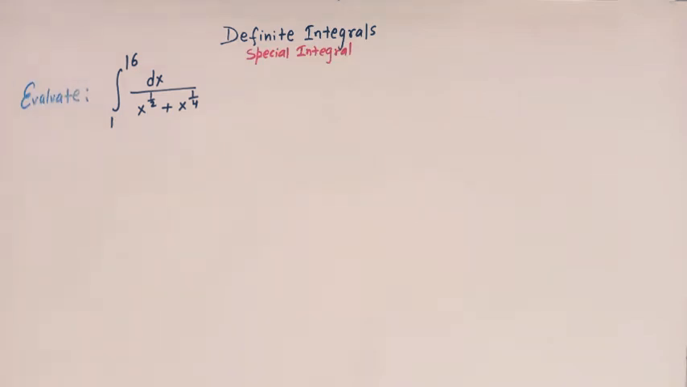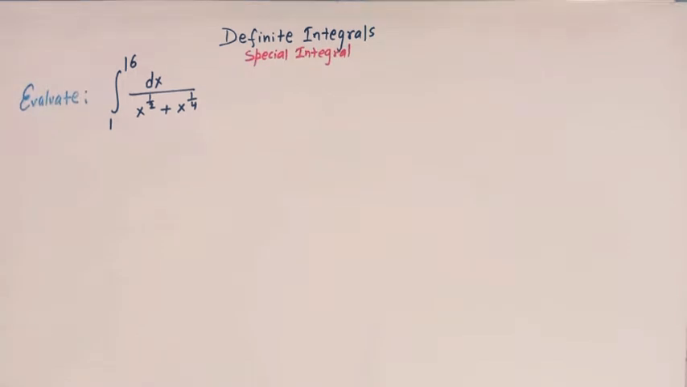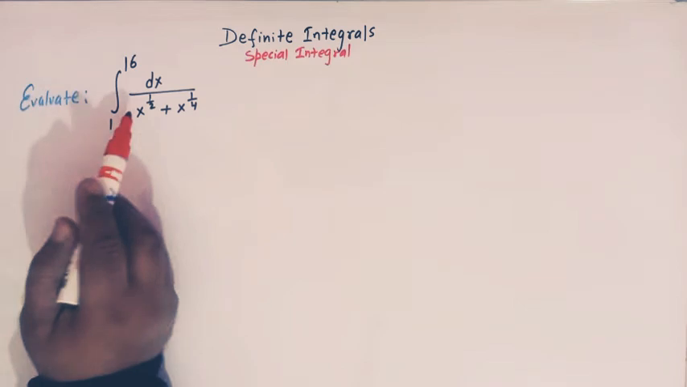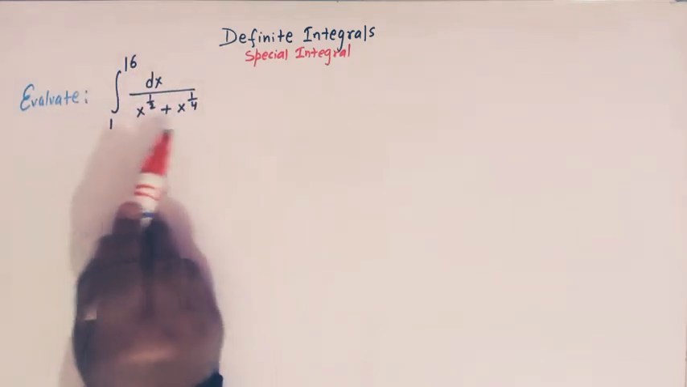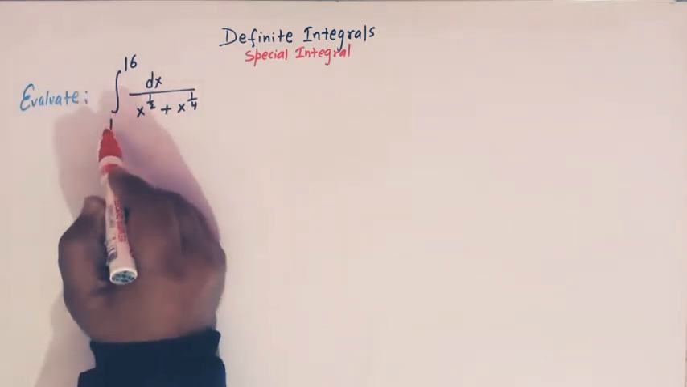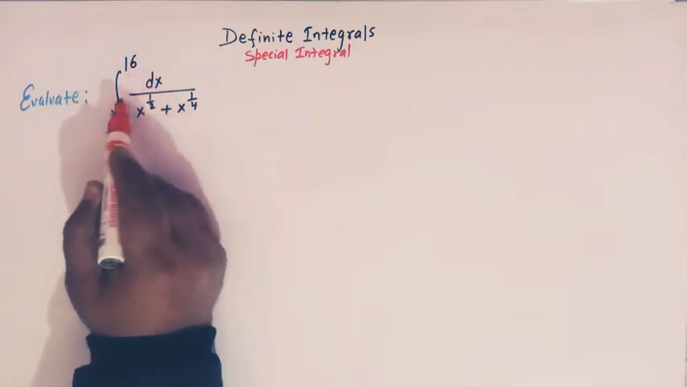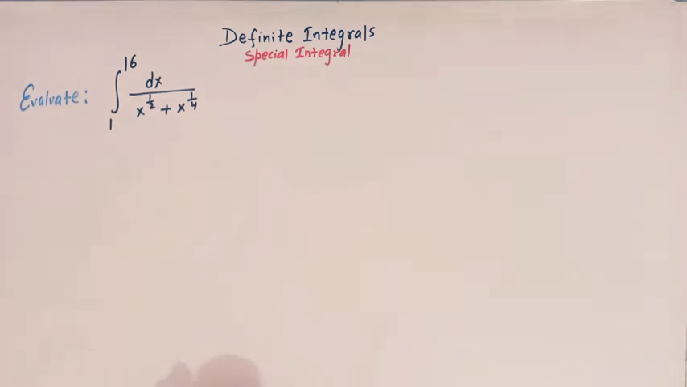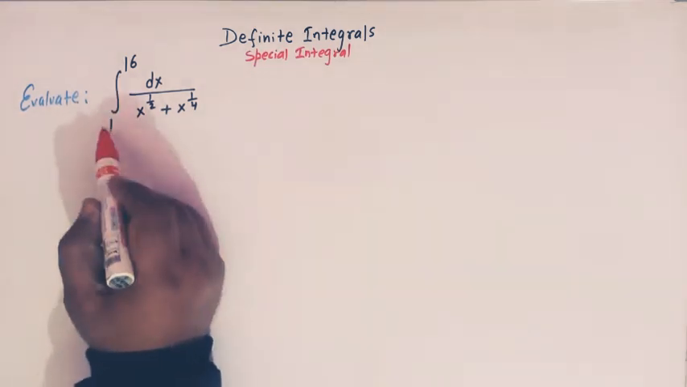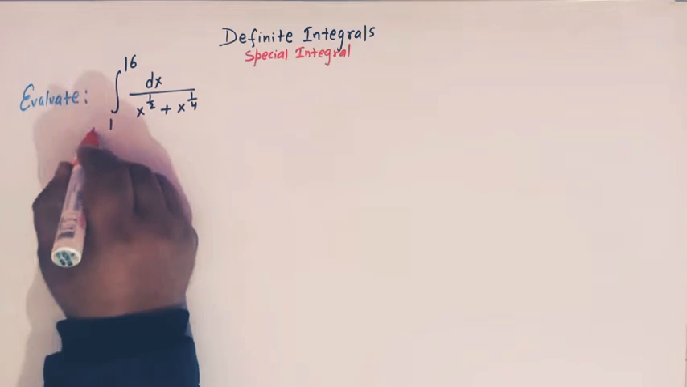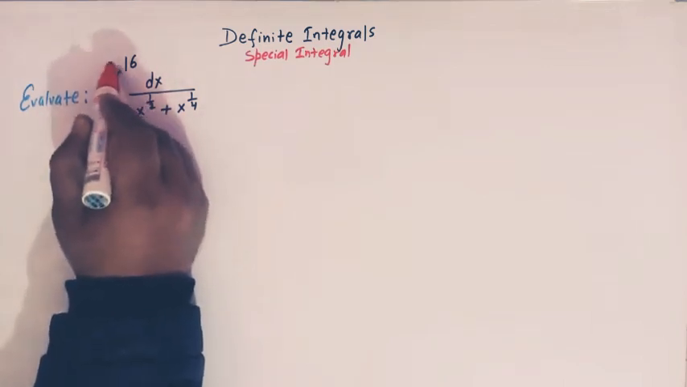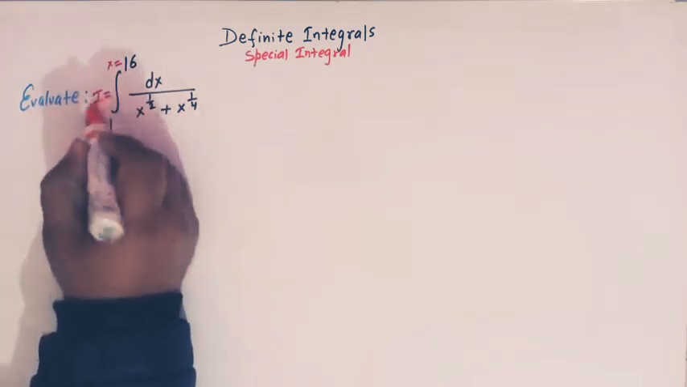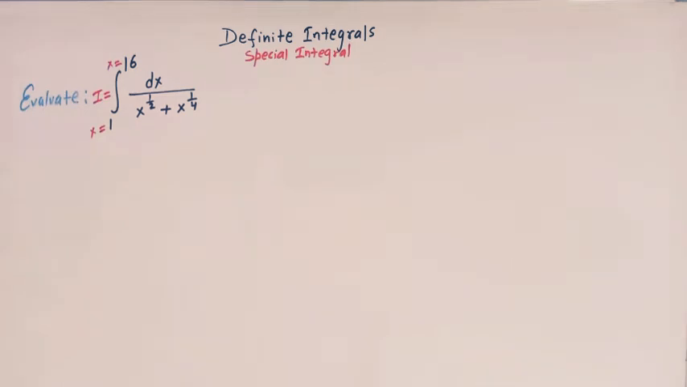Hello viewers, in today's class we are going to discuss one important special definite integral. Here we have to find the value of this definite integral from 1 to 16 of dx over x raised to half plus x raised to 1 over 4. The limits of integration are from x is equal to 1 to x is equal to 16, and let us call this integral I.